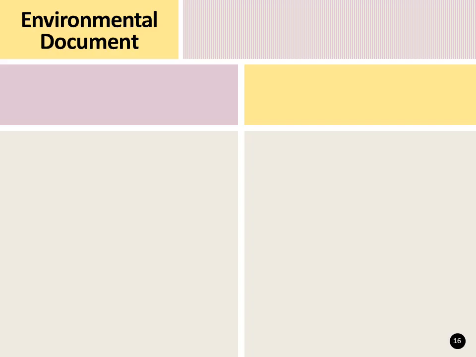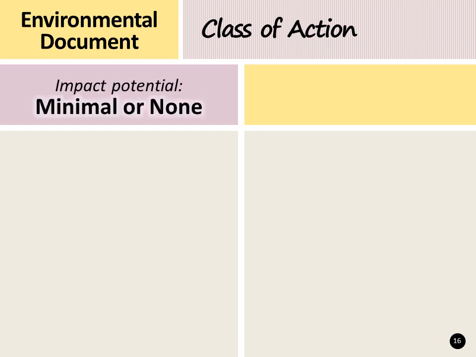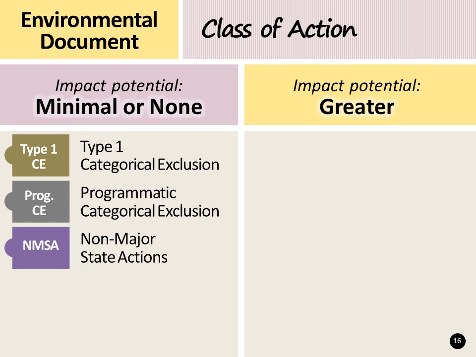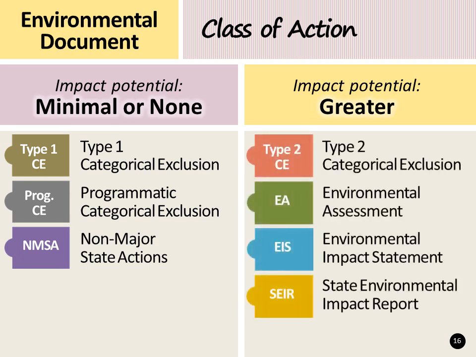The SCE evaluation supports development of an environmental document as prescribed by the project class of action. Projects for which SCE evaluations are prepared include those with minimal to no impact potential and those with greater impact potential. Under the low impact potential category are Type 1 and programmatic categorical exclusions and non-major state actions. Projects with greater impact potential include Type 2 categorical exclusions, environmental assessments, environmental impact statements, and state environmental impact reports.